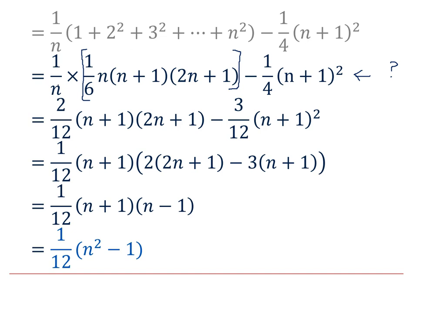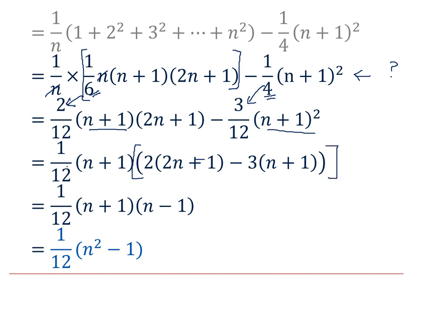So first of all, notice we have a 6 on the denominator there and a 4 there. So if we put them over a common denominator, 1/6 will give us 2 over 12, and 1/4 will give us 3 over 12. And here we can cancel the n. So we're left with 2 over 12, n plus 1, 2n plus 1, minus 3 over 12, n plus 1 squared. We then clearly have a factor of n plus 1 that we can take out. And then what are we left with?